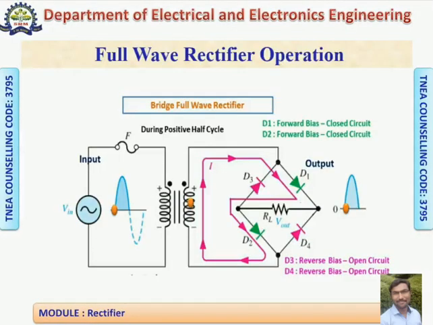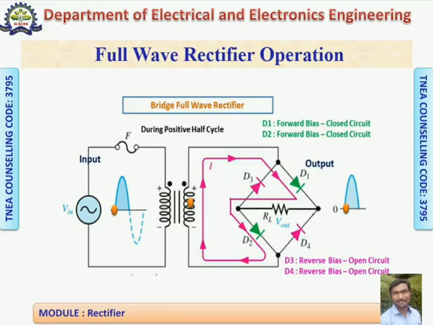Now we can see the operation of a full wave bridge rectifier. The circuit diagram of a full wave bridge rectifier will have an AC input source connected to the primary winding of a transformer and a DC load connected to the secondary winding of the transformer with 4 diodes, namely D1, D2, D3 and D4, arranged in a bridge manner.